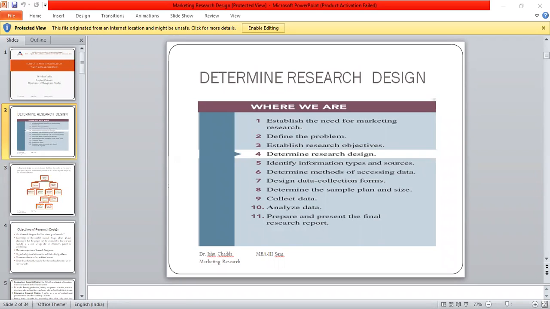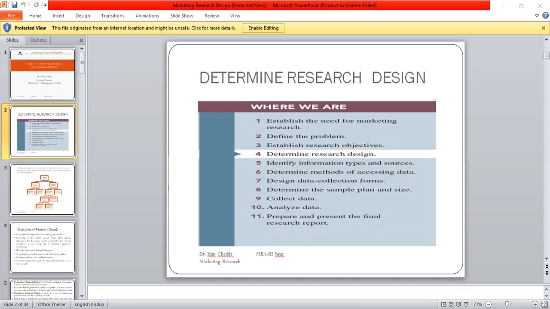Causal research design is where you want to see the cause and effect. If my company decreases the price of a product, will it increase the profit or not? It will check the cause and effect of the particular problem. That means you are actually following the causal relationship in it.